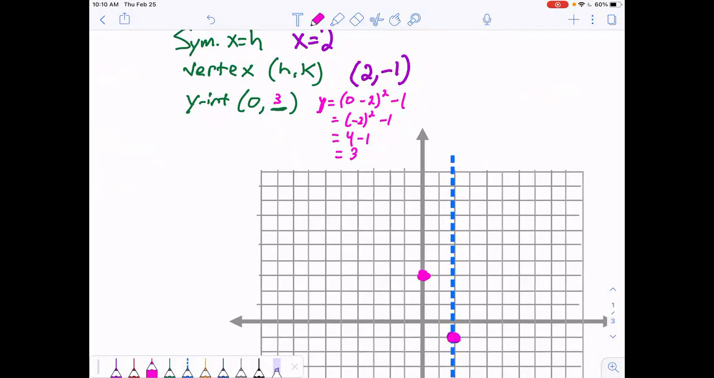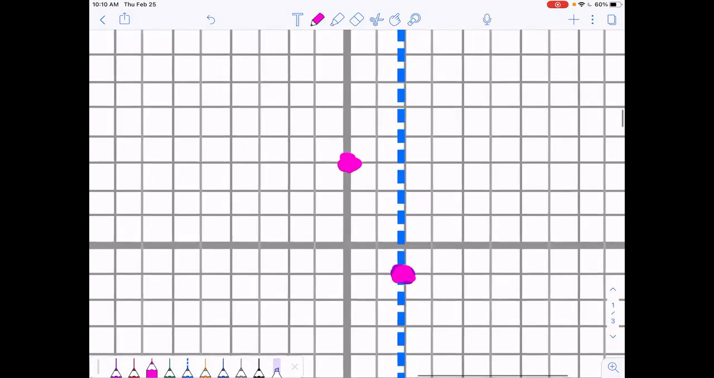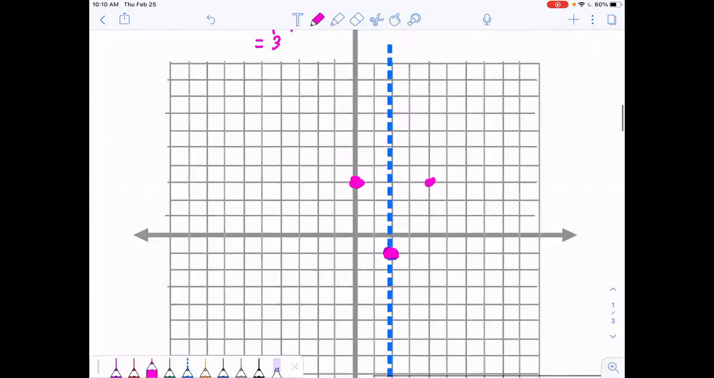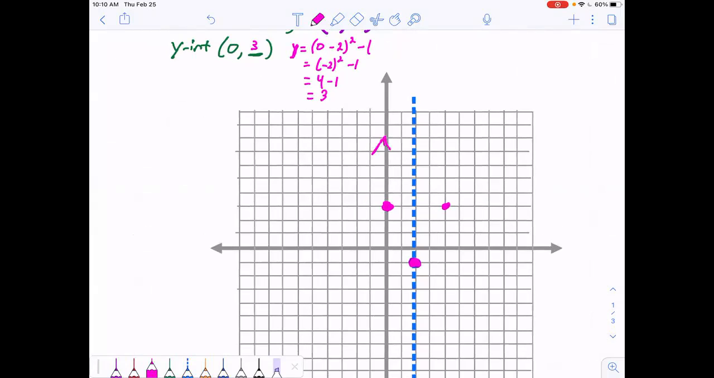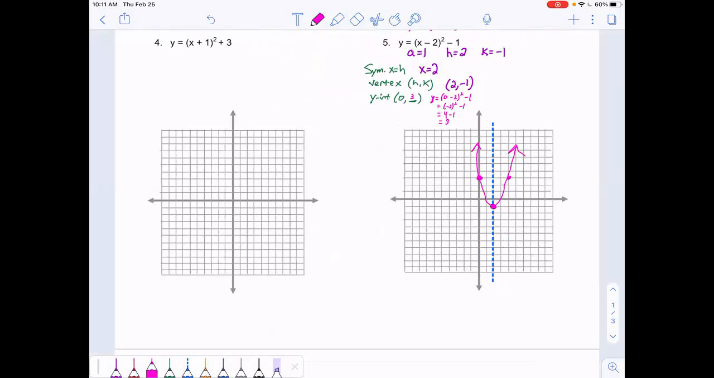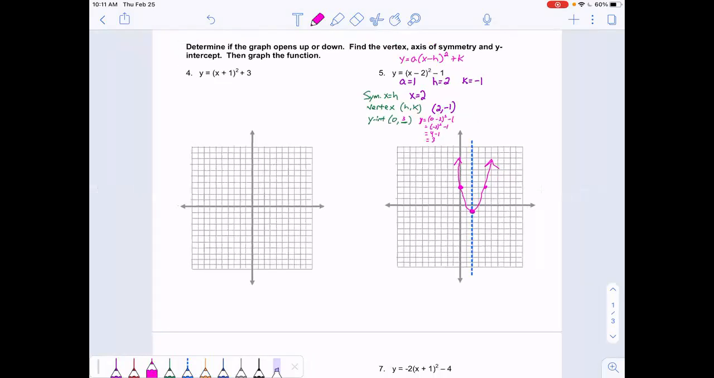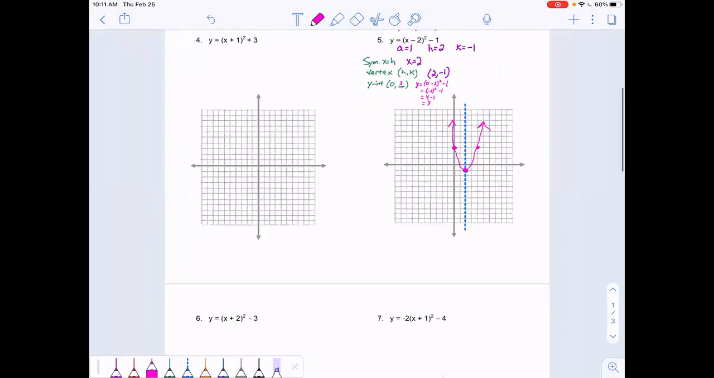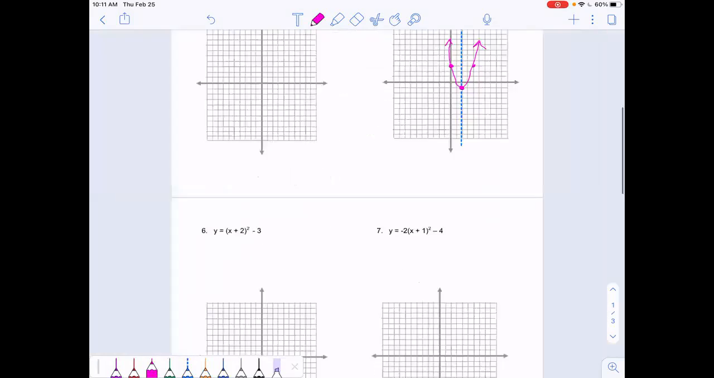Really, once we have our y-intercept, we have to mirror it, right? So we go 2 spots over. You do your mirror, you draw your U through. Questions on what we just did there? All right, Bill, why don't you pick a different one for us to do? Seven. All right, yeah, 7's a great one.